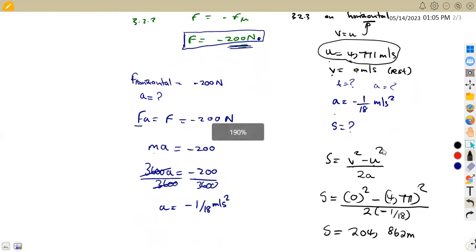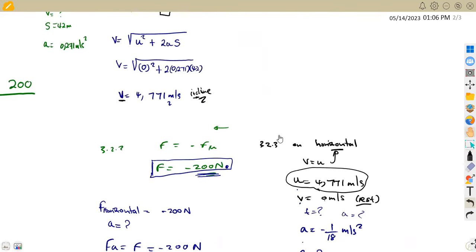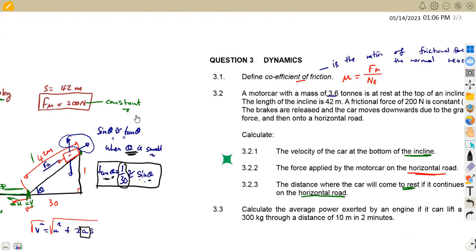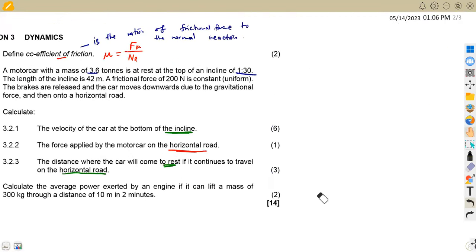All right, so this is what we were given in this case. So that is for the horizontal, that is going to be our distance on the horizontal. The only part that was affecting was the frictional force of 200, and that gives us the acceleration with the final velocity of 0 meters per second. Because it is at rest, we can calculate S, which is the distance. All right, so that was our question 3.2. We move on to question 3.3.